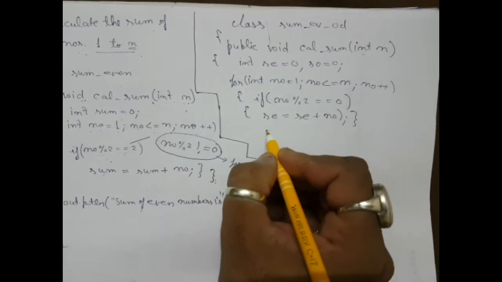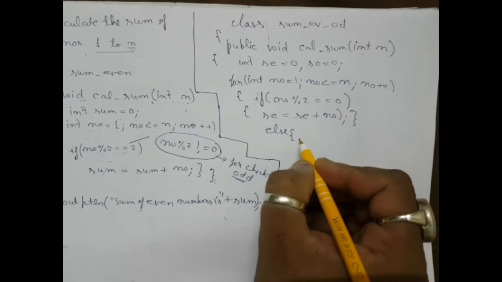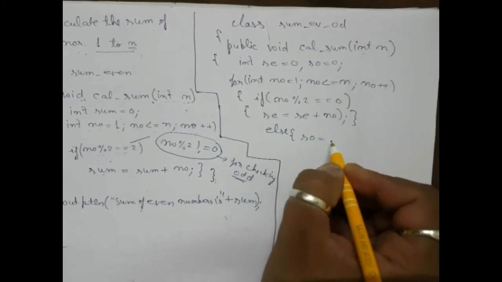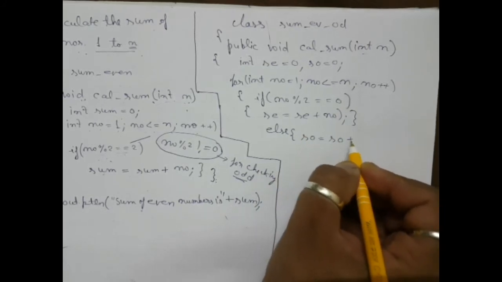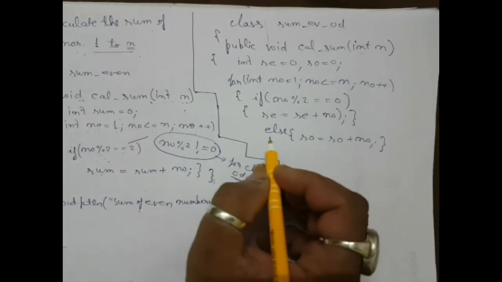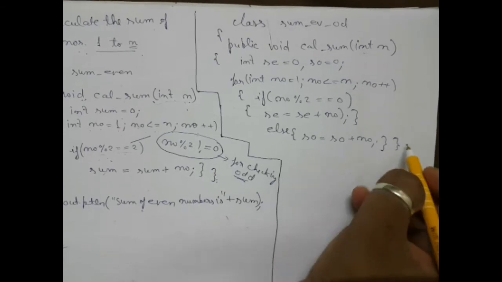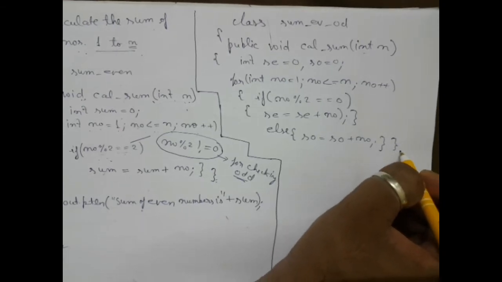Then what I will do, I have to write else, that means if it is not divisible. So when it is not divisible, that means it is odd, so SO = SO + no, so the odd number will be there which is not divisible by 2. After closing the else block, I close the for loop. Right, closing of the for loop is there.